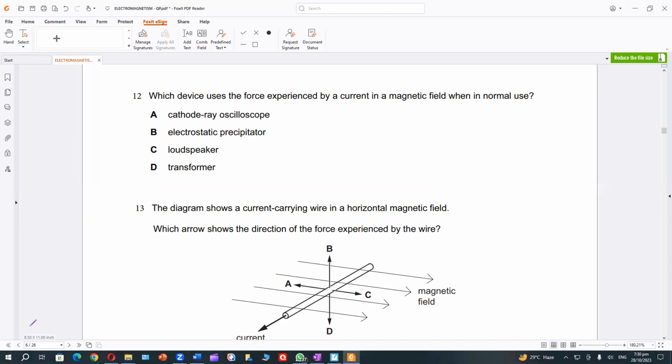Current in a magnetic field. So loudspeaker can be an option. What about 12? You suggested C and B. The answer for 12 is B. C, loudspeaker. The answer for 12 is loudspeaker.